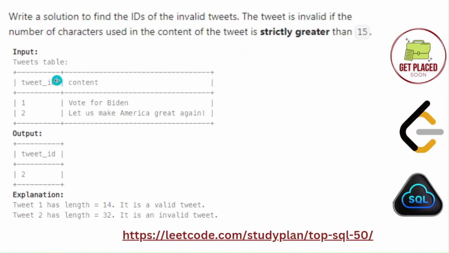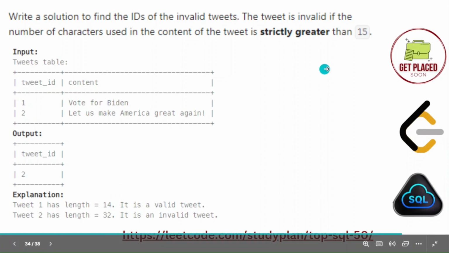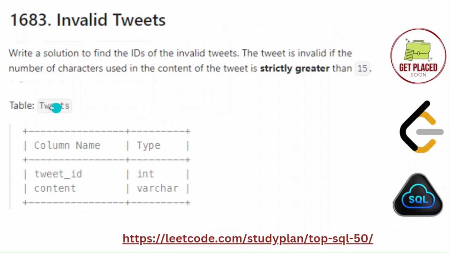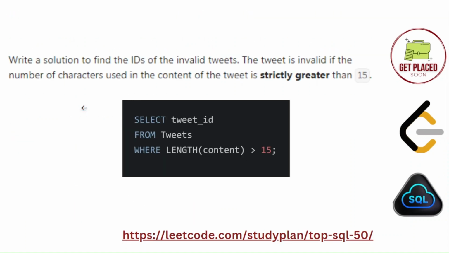Now let's take an example. We have the tweets table with tweet ID and content. Vote for Biden. Let us make America great again. Vote for Biden is not more than 15 characters. But the second one, let us make America great again, is 32 characters, and 32 is greater than 15. So in the output we will retrieve the tweet ID. Whatever we are retrieving we write in the select statement, and the table name tweets is written in the from statement. So select tweet ID from tweets.